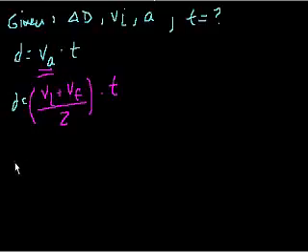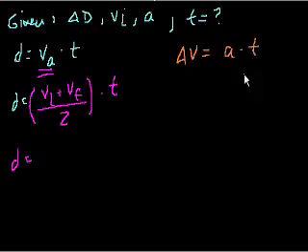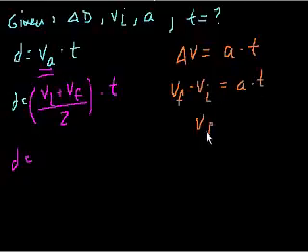So, I switched colors kind of arbitrarily, but distance is equal to, well, let me take a little side here, because what do we know about final velocity? We know that the change in velocity is equal to acceleration times time, right? Assuming that time starts at t equals 0. And the change in velocity is the same thing as Vf minus Vi is equal to acceleration times time.